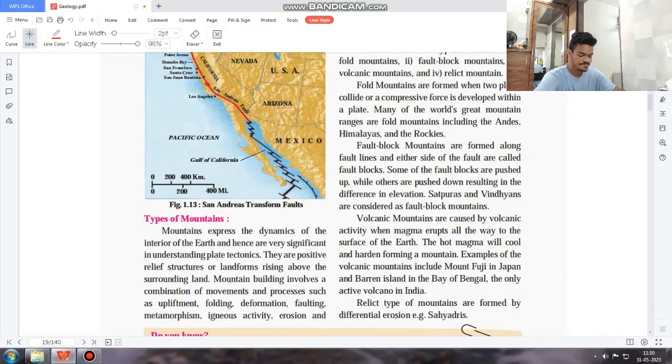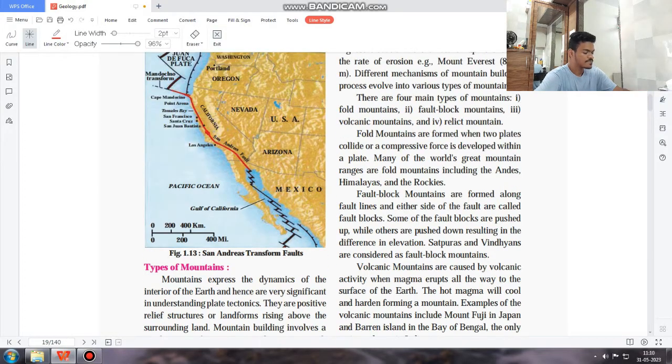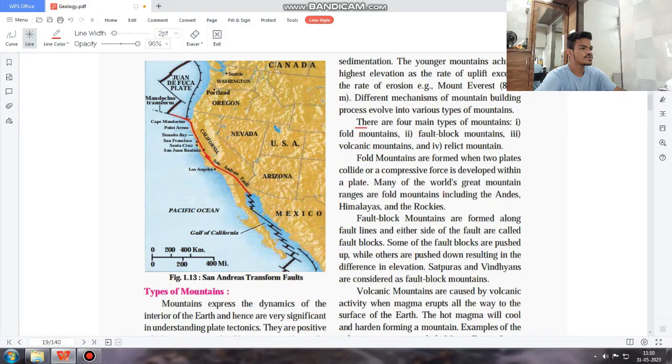Basically, we come to the last part, types of mountains. There are 4 types of mountains you can see over here: fold mountain, fault block mountain, volcanic, and relict. Fold mountains form when 2 plates collide or compressive forces develop.